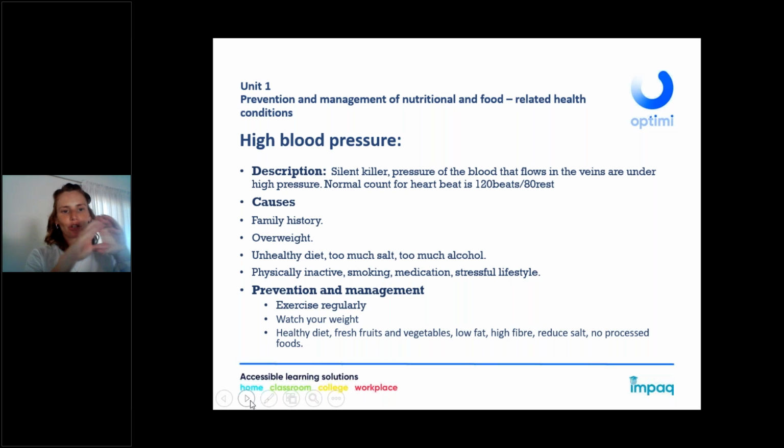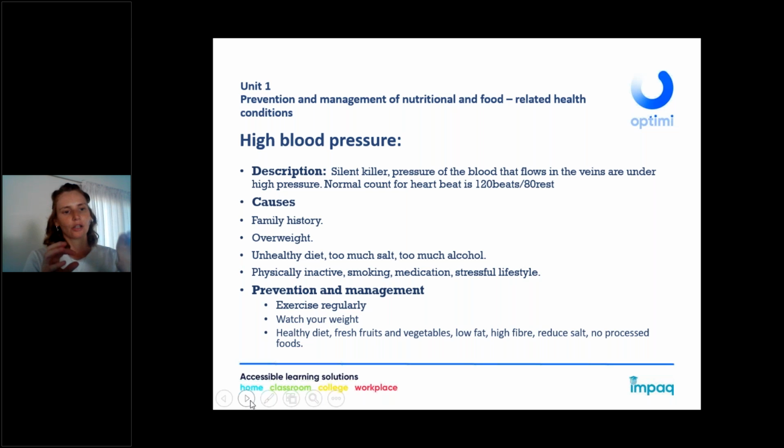Okay. So here's your vein, and here is the blood. It's when the pressure in your veins is extremely high from the blood that flows through the vein, and that's high blood pressure. Okay, so what causes high blood pressure? Let's backtrack. Cholesterol. If cholesterol sits around the vein, then the flow of the blood is very small, and that puts pressure on the vein. So that can cause high blood pressure.